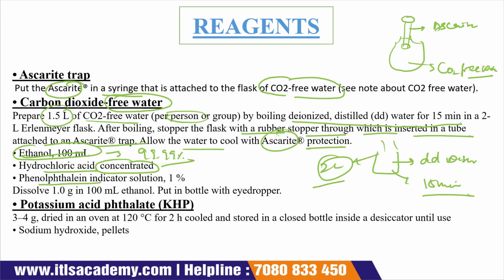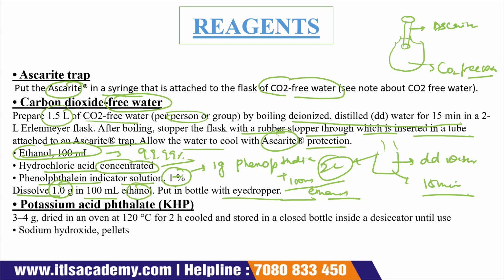We require a phenolphthalein indicator solution of 1%, which means that we dissolve 1 gram of phenolphthalein into 100 ml of distilled water. Then we get 1% phenolphthalein indicator. Here, see, it is written, sorry, not water, we dissolve it into 100 ml of ethanol. It is written to dissolve 1.0 gram in 100 ml of ethanol and put it into a bottle with an eyedropper. Why do we put it into a bottle with an eyedropper? Because we require it in drop form.